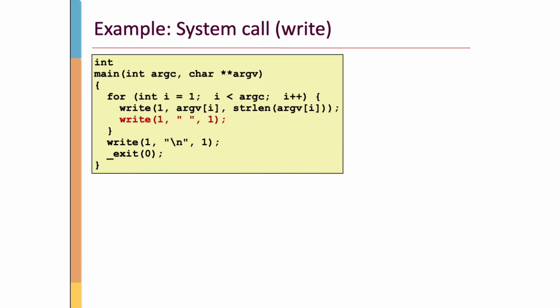Here's a simple example that uses the write system call. What it's going to do is iterate over all of the strings that are being passed in the argv array and just write them out to a file. And we'll just focus on this one simple write call right here.